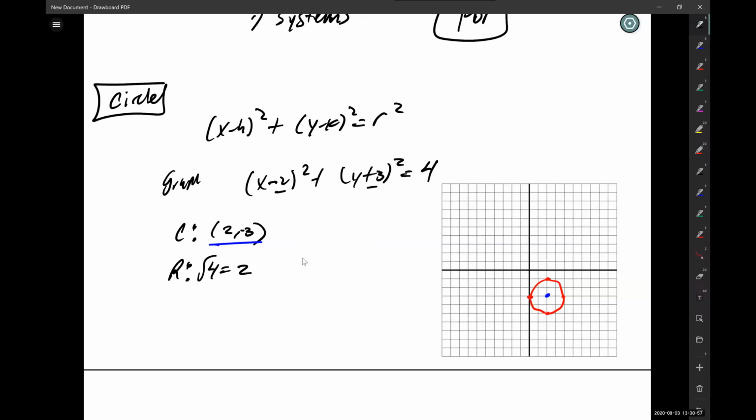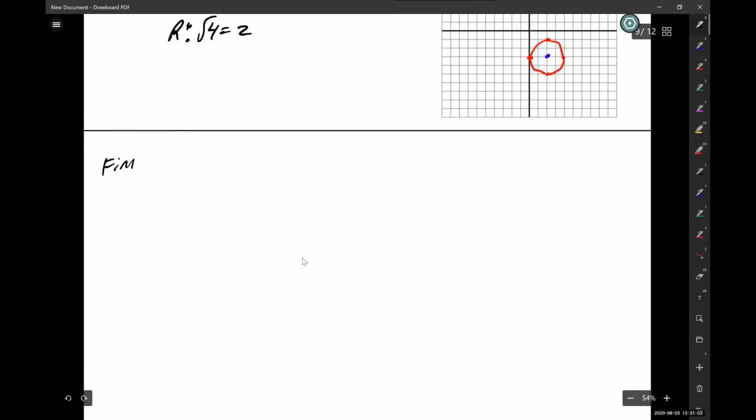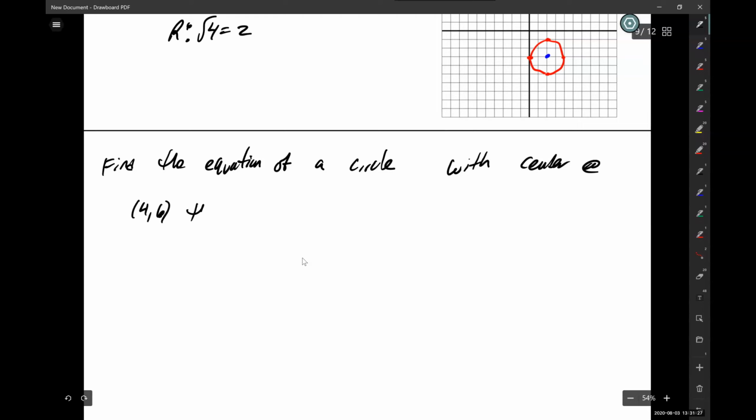All right, so going the other direction. Find the equation of a circle with a center at the point (4, 6) through the point (1, 2). This is where I give you the information and we're going to plug in to get our circle.